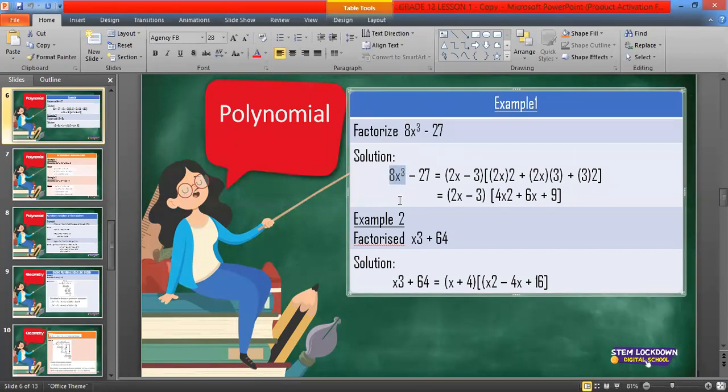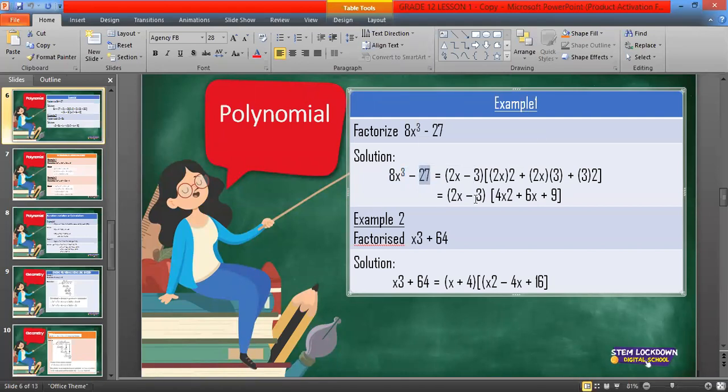So the cube root of 8x cubed will give you what? 2x. Okay, because the cube root of 8 is 2, and the cube root of x cubed is x. Then you keep your sign, the negative sign, right? Then you find the cube root of the other term, the 27, which is what? 3. All right, fine.